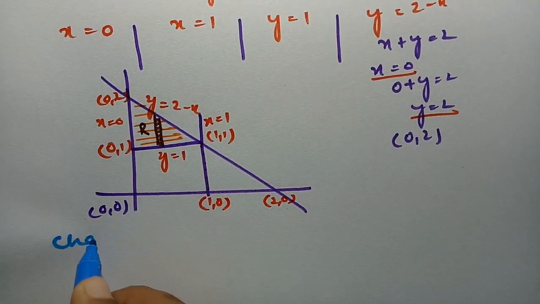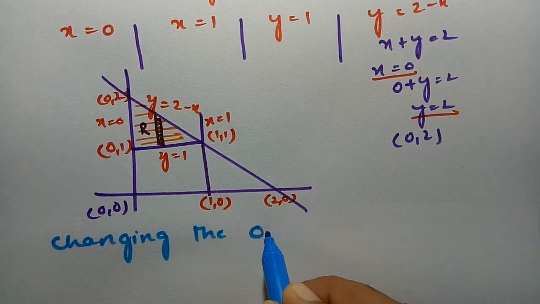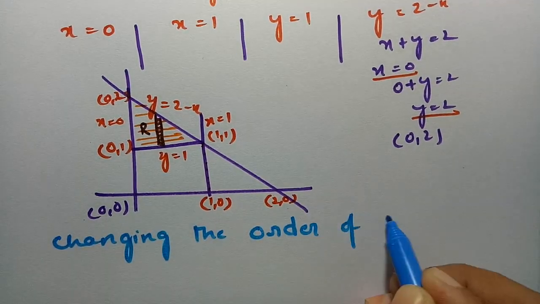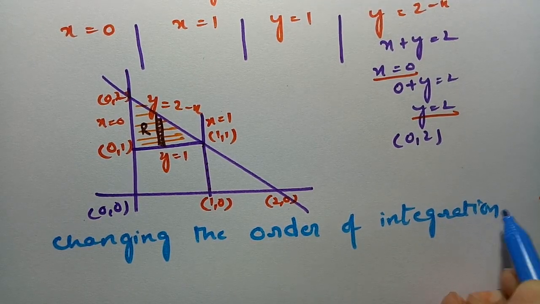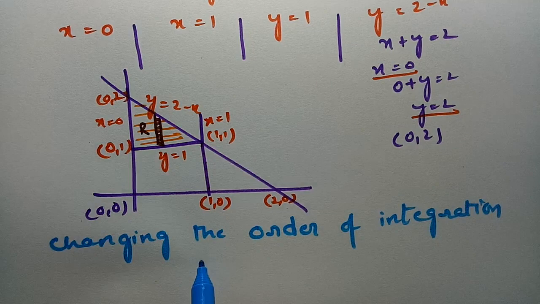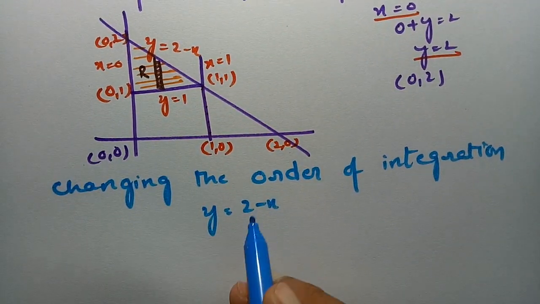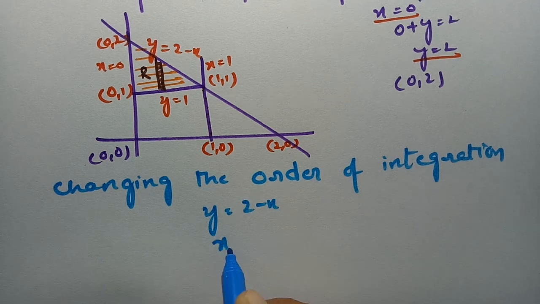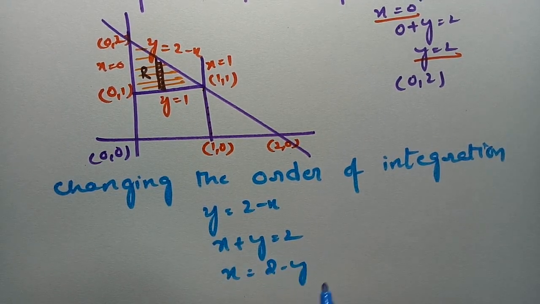Now, changing the order of integration. How will we change the order of integration? See, what is given here? It is given that y is equal to 2 minus x. So we have to change it in terms of x. So x plus y is equal to 2, and in terms of x, it will be x is equal to 2 minus y.